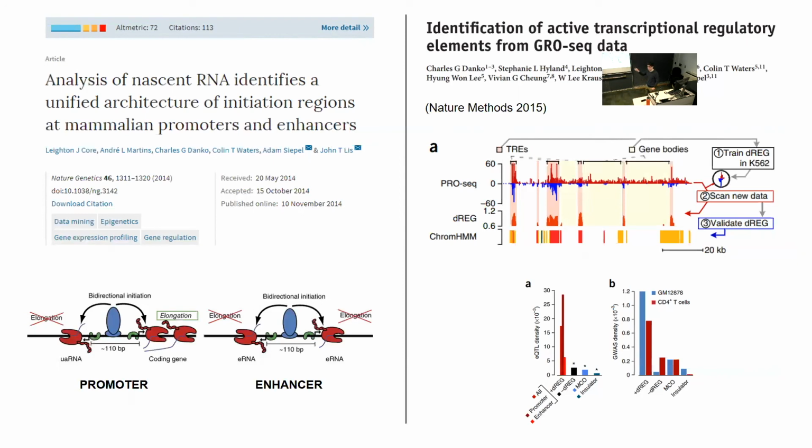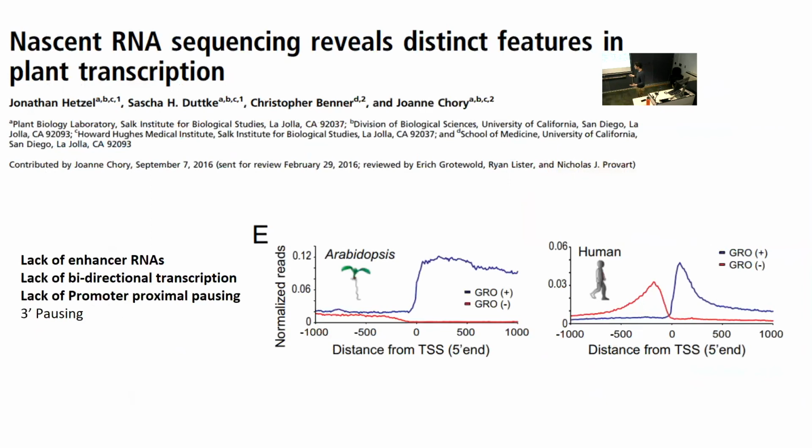And in 2016, they published this article using nascent RNA in Arabidopsis. It was the first study that was performed on plants. And it was really disappointing at the time because they said that in plants there is a lack of enhancer RNAs, lack of bidirectional transcription, lack of promoter proximal pausing. Plants are completely different than mammals and other metazoans.